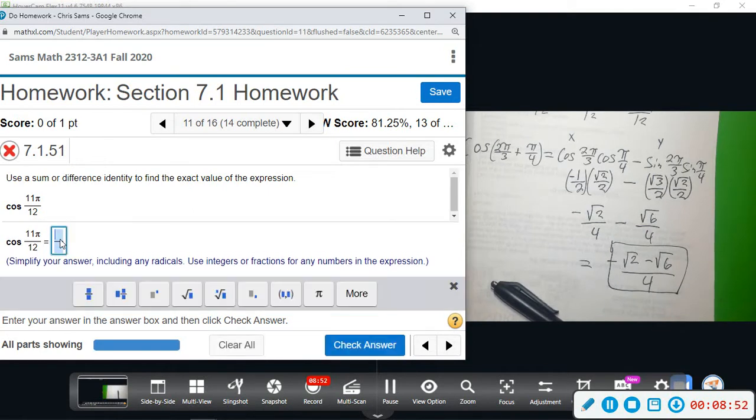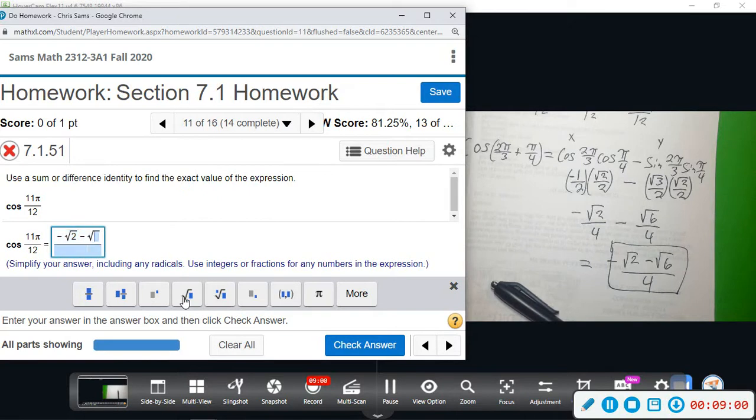So I'm going to do a division bar, negative square root of 2, and then minus square root of 6 over 4.